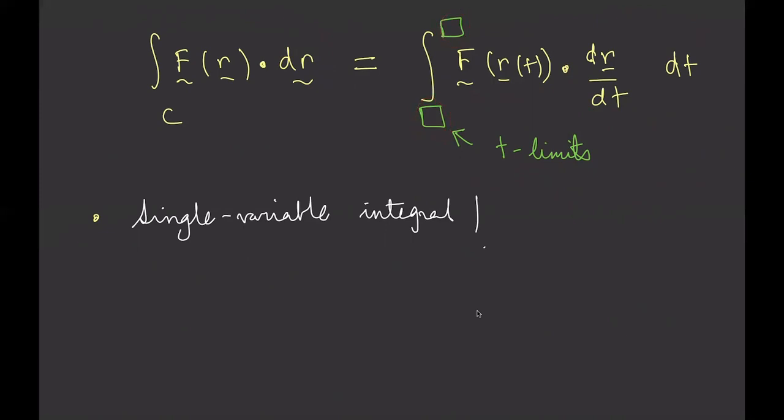But the whole point is that this whole thing just collapses to a single variable integral, and the vectors go away as well, because after you take the dot product, it's gone. Right? So then it's just a function of t dt. Right, so that's all it is.